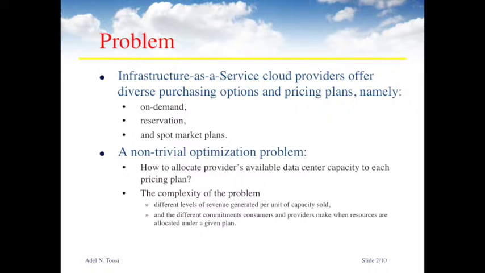The problem here is how cloud providers should allocate capacity to different pricing plans in order to maximize revenue. This problem is complex as different pricing plans generate different revenue per unit of capacity, and the provider has different commitments and liability for different plans. For example, guaranteed availability for reservation plan, or the provider is able to terminate spot instances whenever they require them.